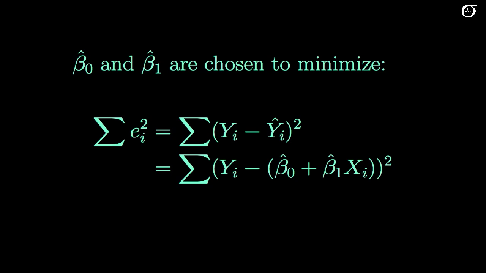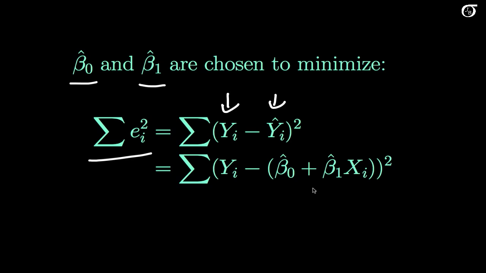In the method of least squares, beta naught hat and beta 1 hat are chosen to minimize the sum of the squared residuals. Here is our observed value of y. Here is our predicted value of y. We're taking the difference, squaring it, doing that for every value and adding them up. And our beta naught hat and our beta 1 hat are the values that make that as small as possible.